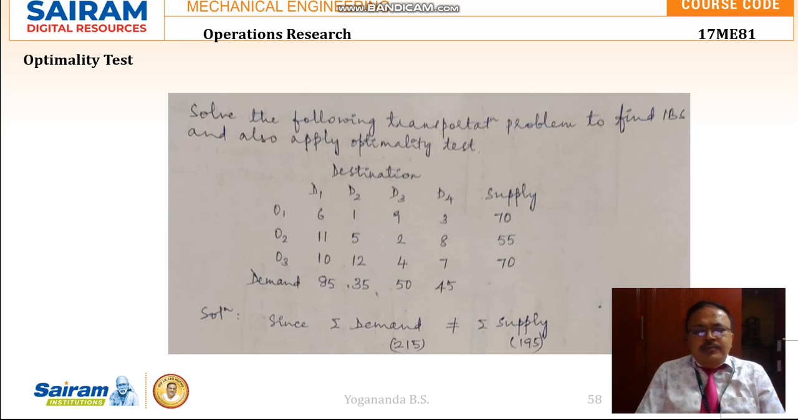Then we apply the optimality test to check whether the solution obtained is optimal or not, that is, whether any improvements can reduce the transportation cost. For this particular transportation problem, the initial step we apply is to check whether the problem is balanced or not. Since the summation of demand is not equal to the summation of supply, that is, summation of demand 215, summation of supply 195, it is an unbalanced problem.